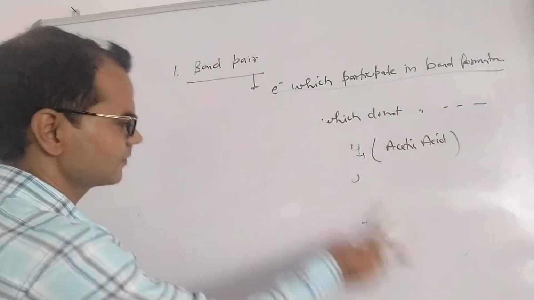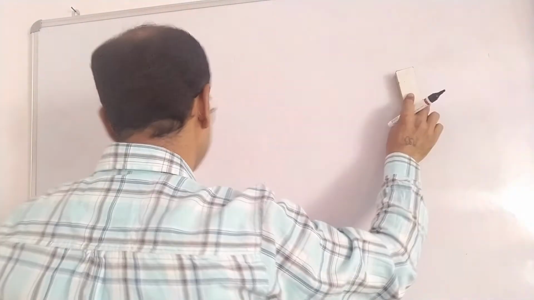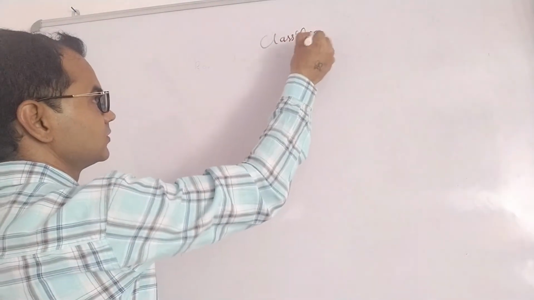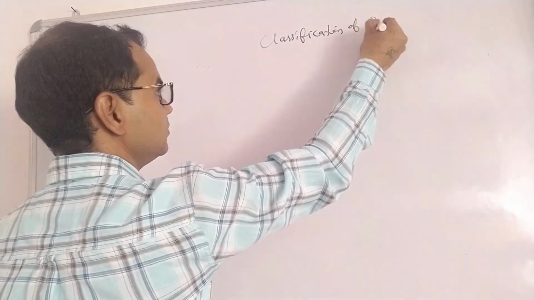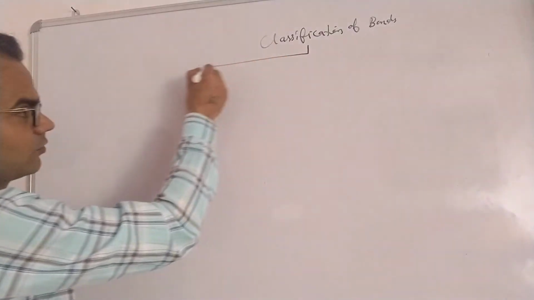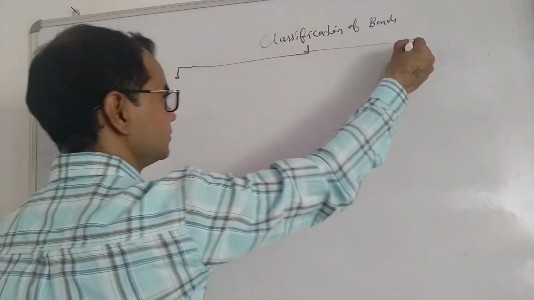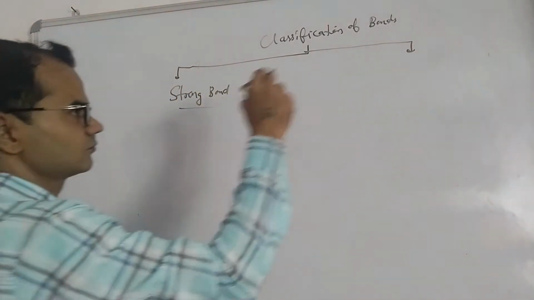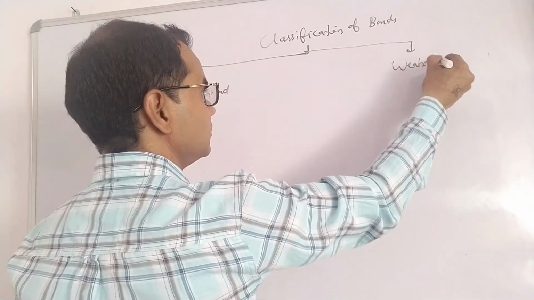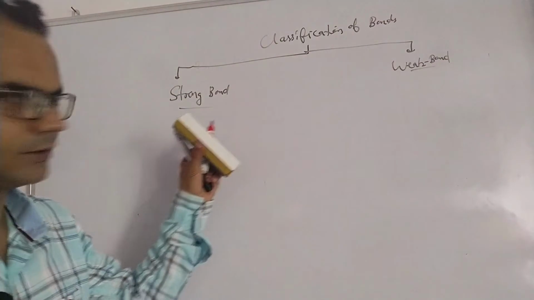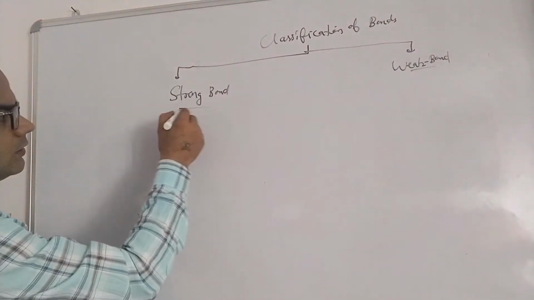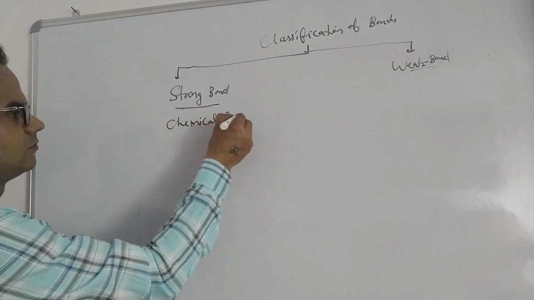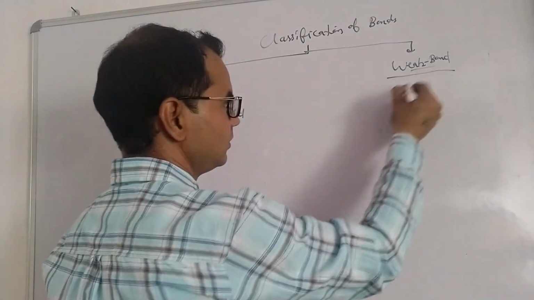Next is a classification of bonds. Bonds can be classified according to their strength. Strong bond and weak bond. In strong bond, we can say electrons are involved, so it is a chemical bond. Weak bond is a non-chemical bond.